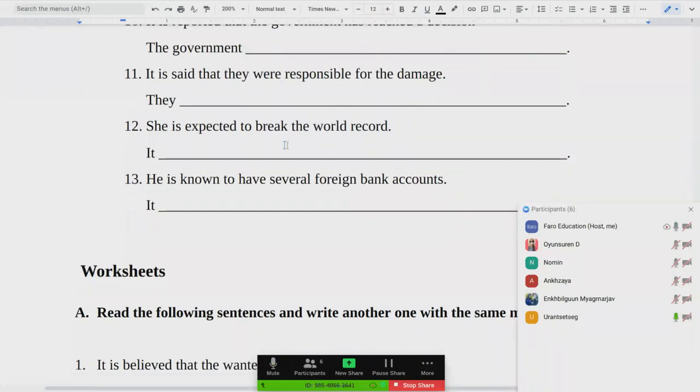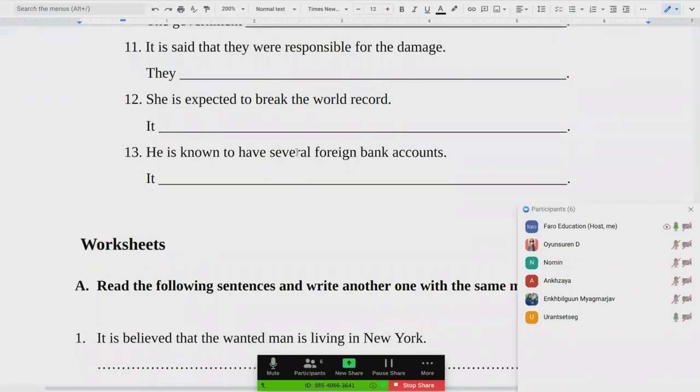12. She is expected to break the world record. It is expected that she breaks the world record.